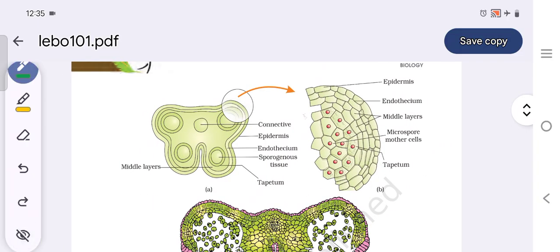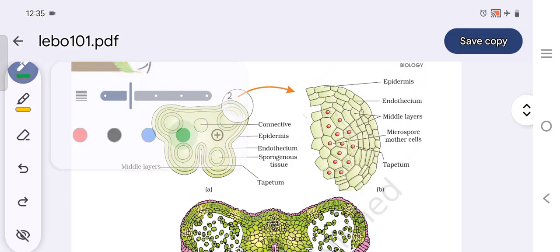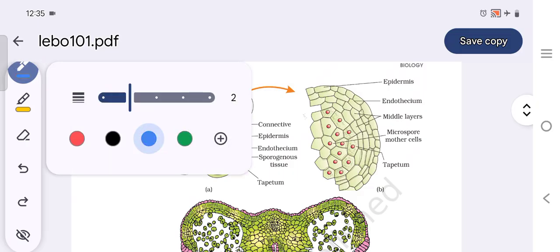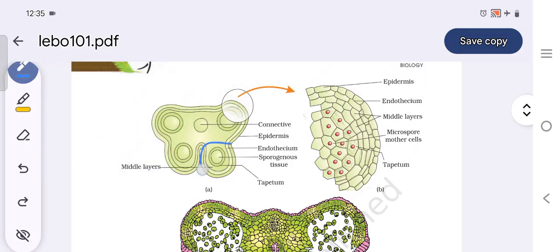Each microsporangium, look at that, very beautifully arranged. This is one microsporangium, this is two, this is three, and this is four. Each of those has different layers. We have already learned what is epidermis, endothecium, middle layers, and the tapetum. Look at the arrow points.